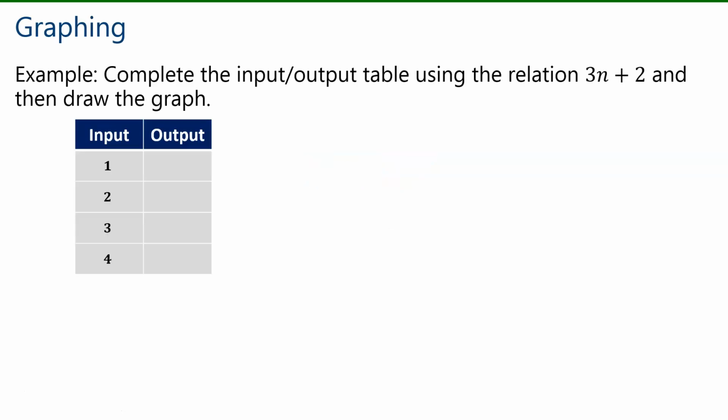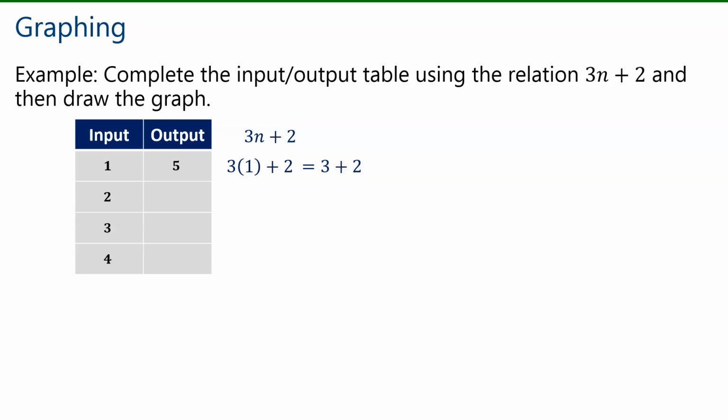So in this first example, we have to complete the input-output table using the relation 3n plus 2, and then we have to draw the graph. Now here is my expression. The first input value is 1, meaning we replace our n value with 1. So 3 times 1 plus 2 is going to be 3 plus 2, which is 5.